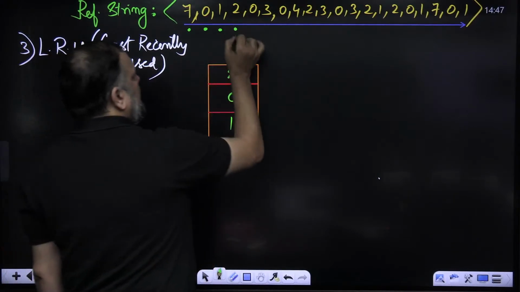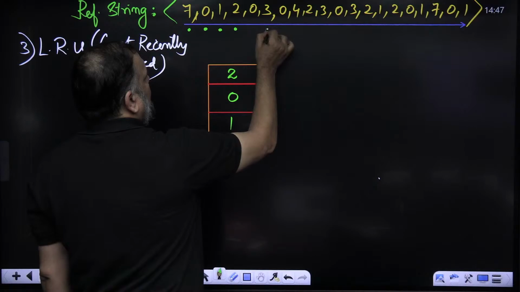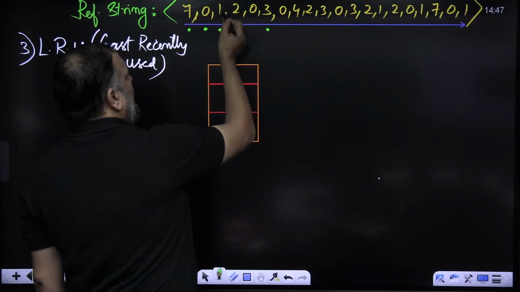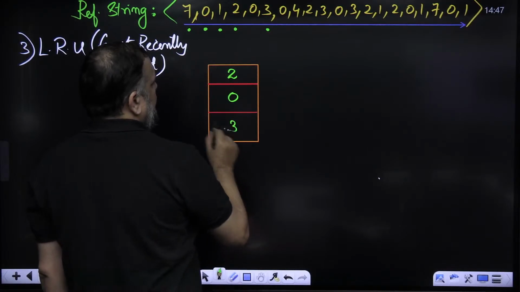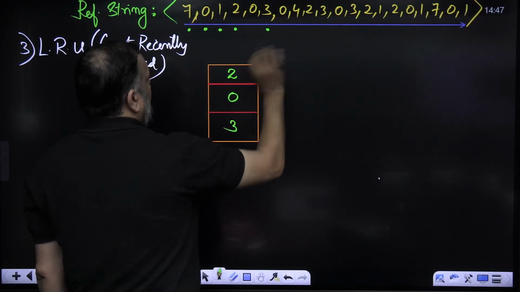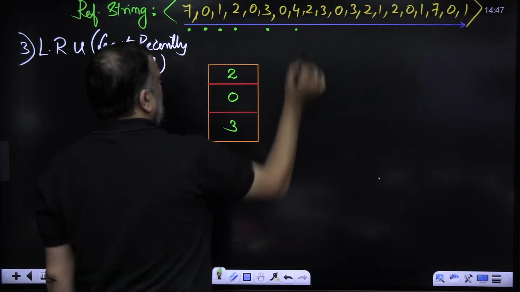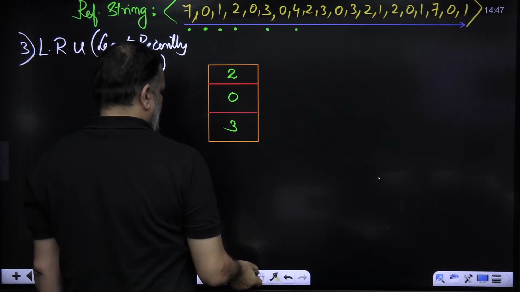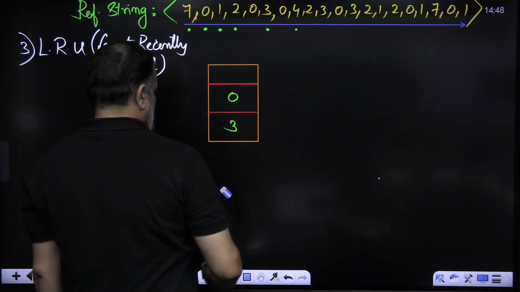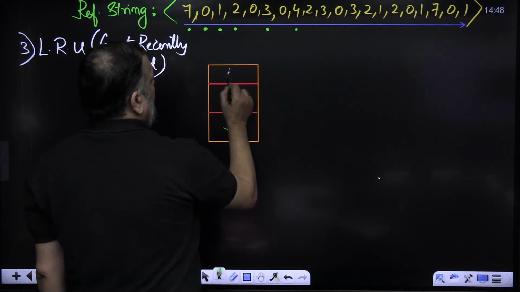Then 0 won't cause a fault, 0 is available. 3 will cause a fault. Who is the victim? Look: 0, 2, 1. 1 is at the end. So in place of 1, we are going to bring 3. Then 0 is available, no page fault. 4 will cause a fault. 0, 3, 0, 2. 2 is at the end. So in place of 2, we are going to bring 4.